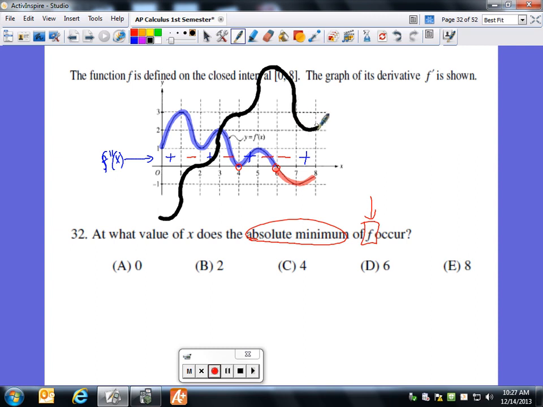So by looking at this, the absolute minimum would only be able to occur here. Okay? So my answer is going to be at x is equal to 0. So my value would be A. My answer is A.